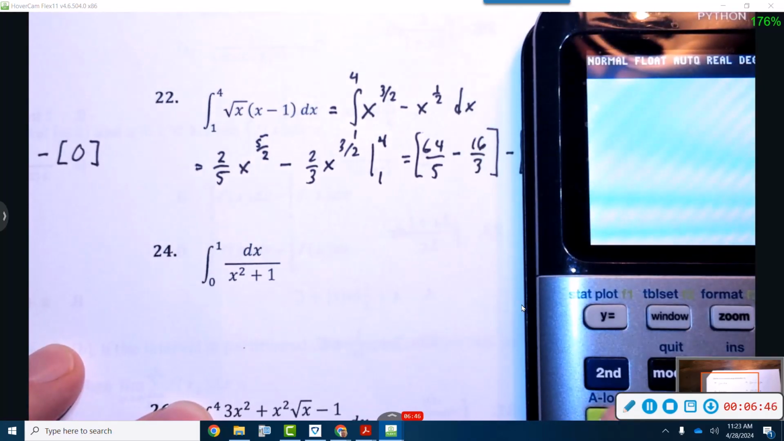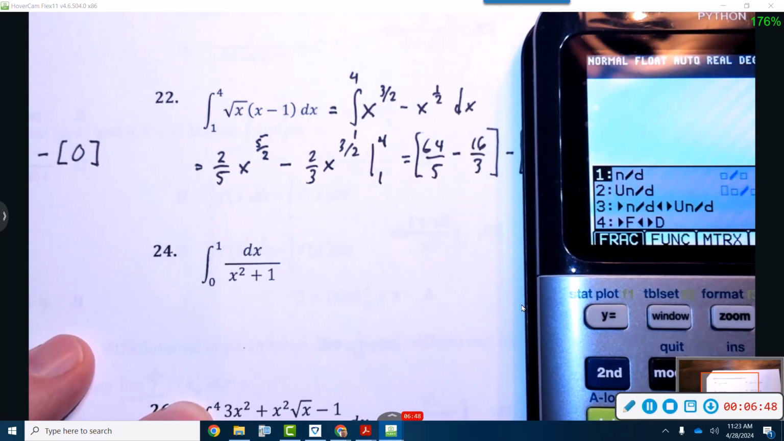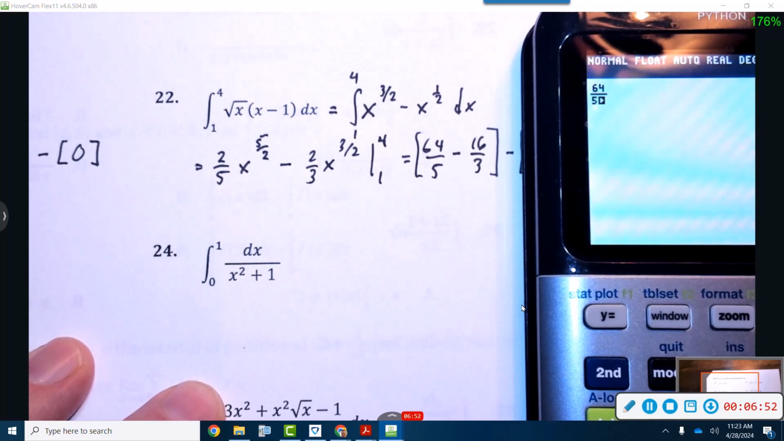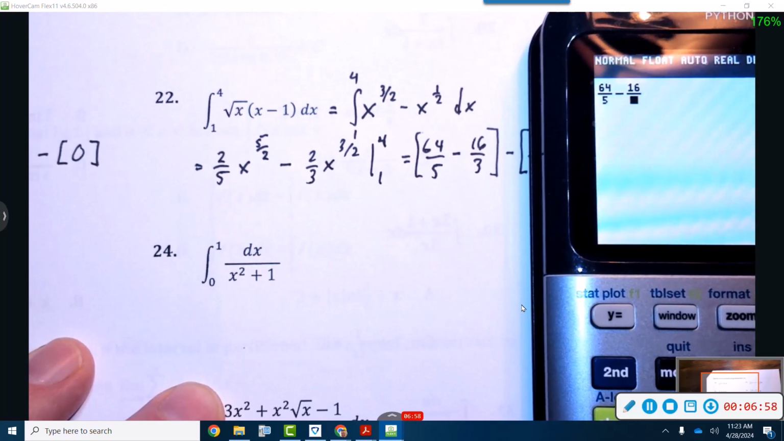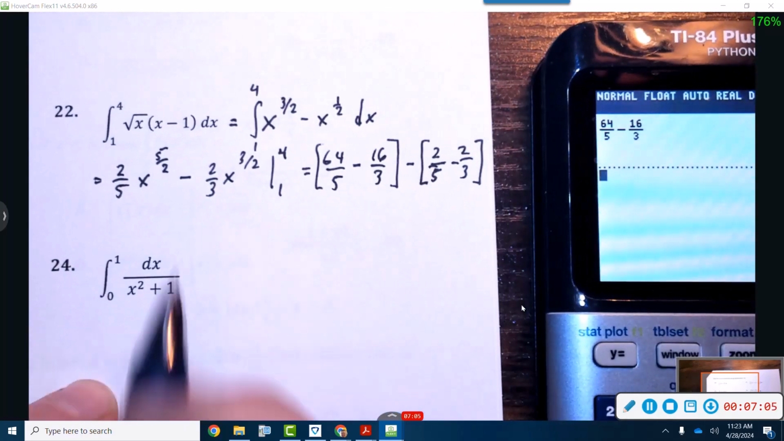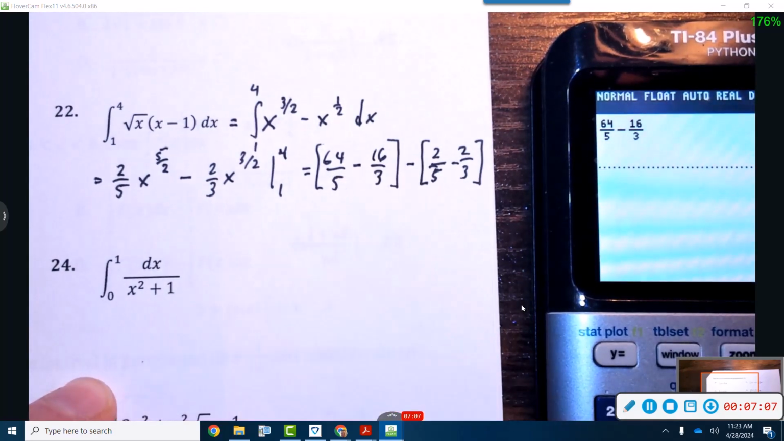Okay. Well, magic calculator, let's see if you can do this for me here. Minus 16/3. Hit enter. 112/15. Oh, you can't see it. 112/15. I guess that's what this is, which makes sense.